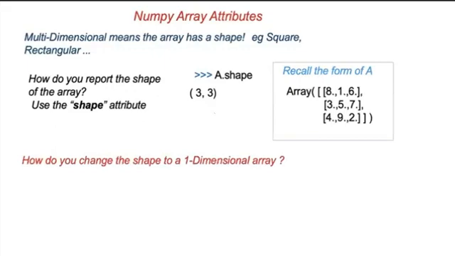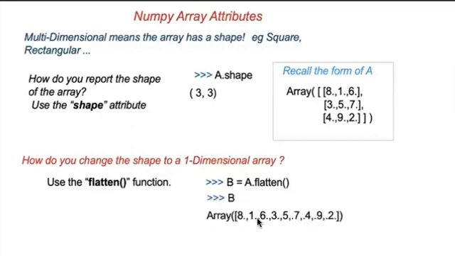Now, let's say we want to change the shape to a 1-dimensional array. There is a function for that as well, and that's called flatten. You simply use flatten to change the shape from a 2-dimensional or higher dimensional array to just one single dimension. You type in a.flatten to change it, and then you assign it to another variable, because you don't want to change the shape of A, but you want to add it to another variable. So now B will become a 1-dimensional array.